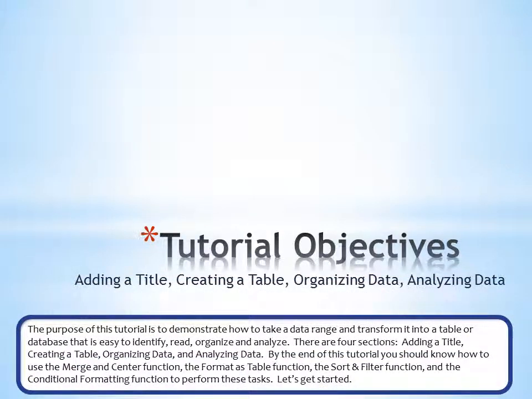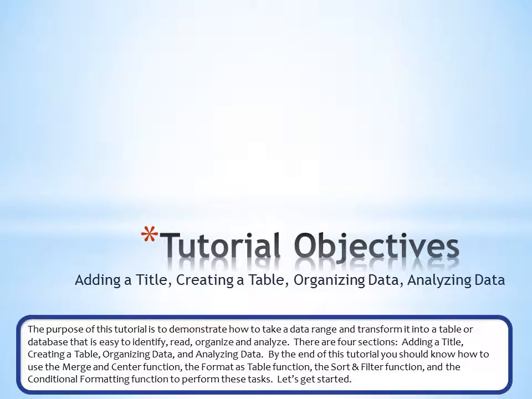The purpose of this tutorial is to demonstrate how to take a data range and transform it into a table or database that is easy to identify, read, organize, and analyze. There are 4 sections: adding a title, creating a table, organizing data, and analyzing data. By the end of this tutorial, you should know how to use the merge and center function, the format as table function, the sort and filter function, and the conditional formatting function to perform these tasks.